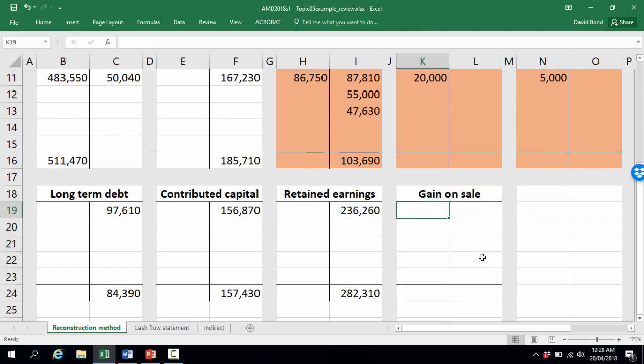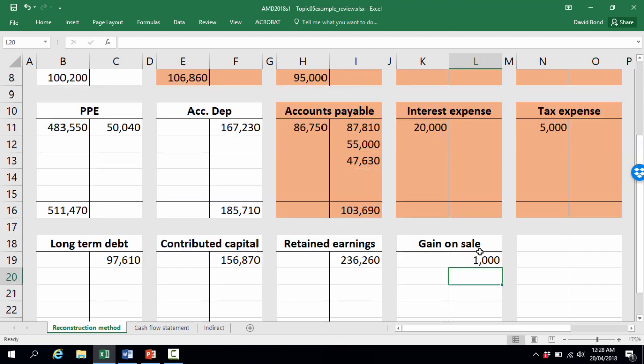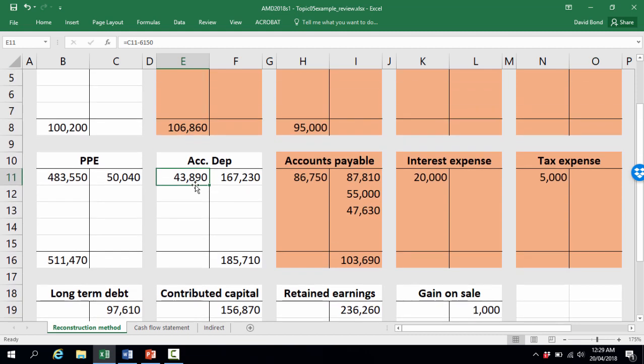So there was a gain of 1,000, which would be on the credit side. But the one thing we haven't done yet is to get rid of accumulated depreciation. And if the carrying value was 6,150 and the PPE disposed of was 50,040 as cost, that means the accumulated depreciation that was alongside it was 43,890. So that is the amount of accumulated depreciation which was on the books of this asset as it was sold.